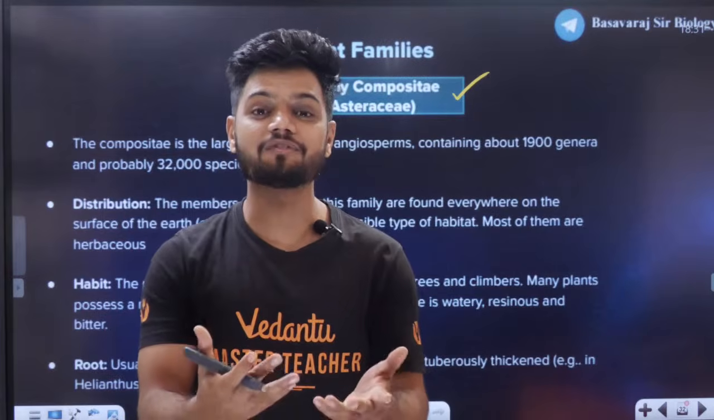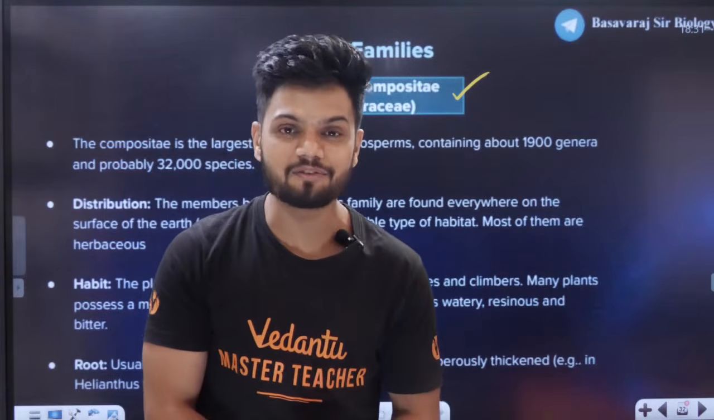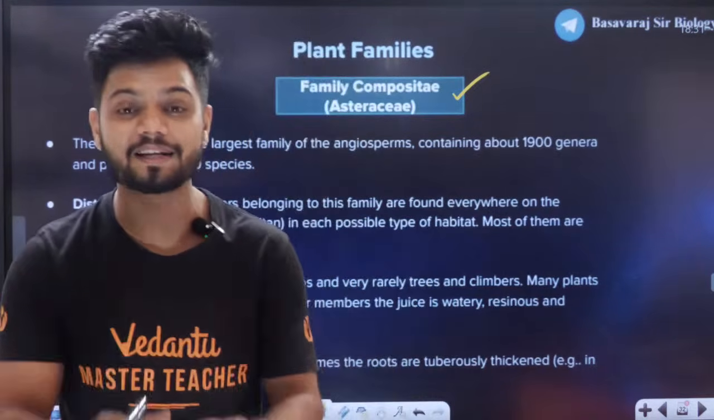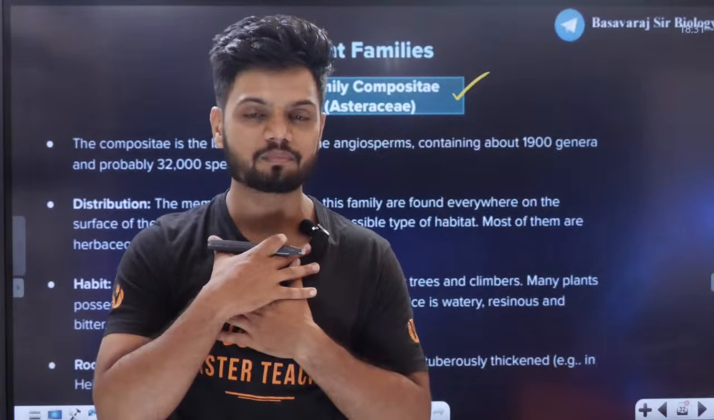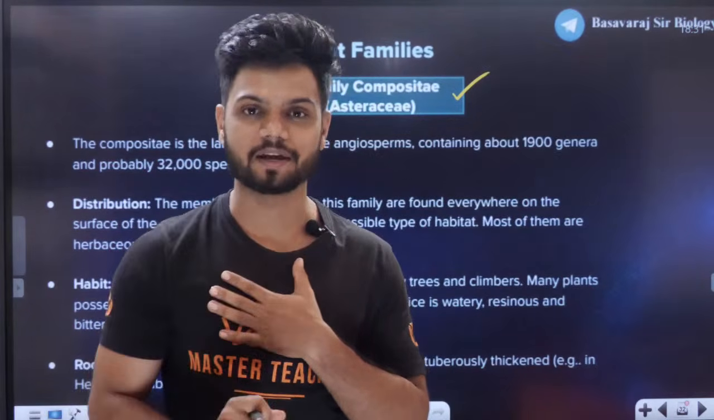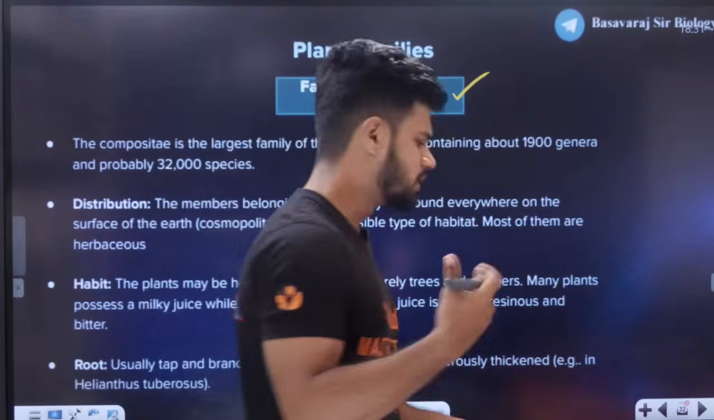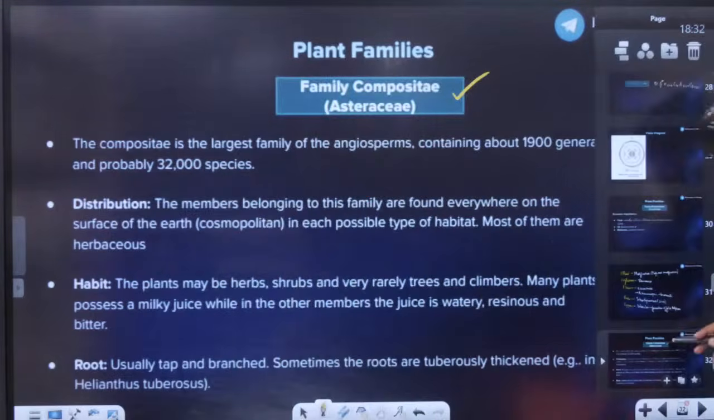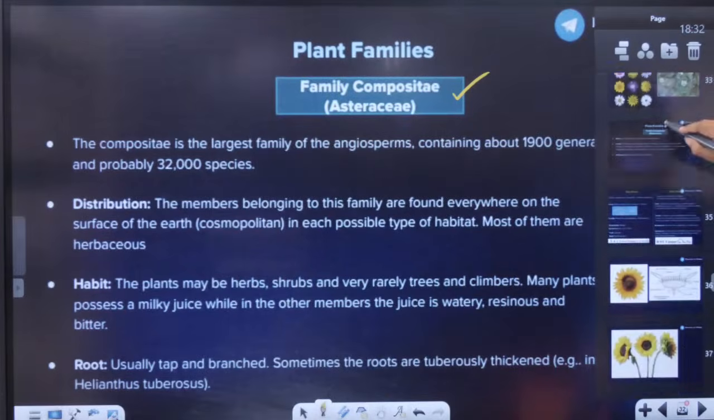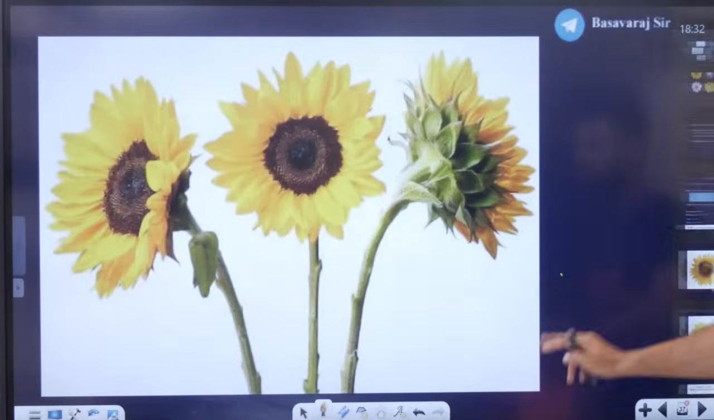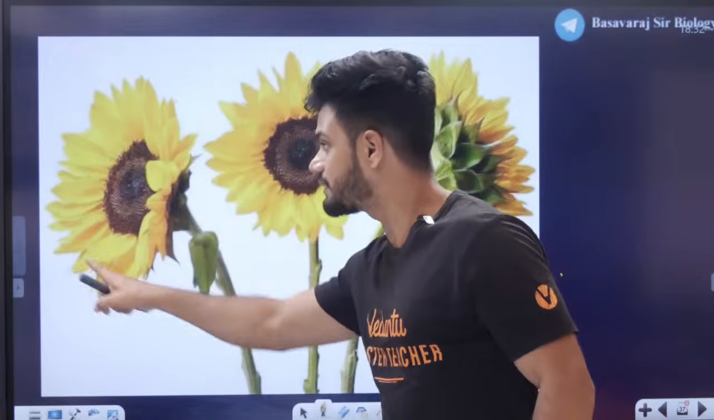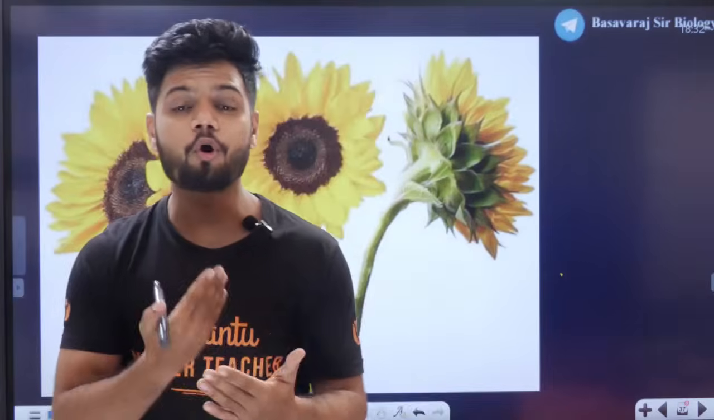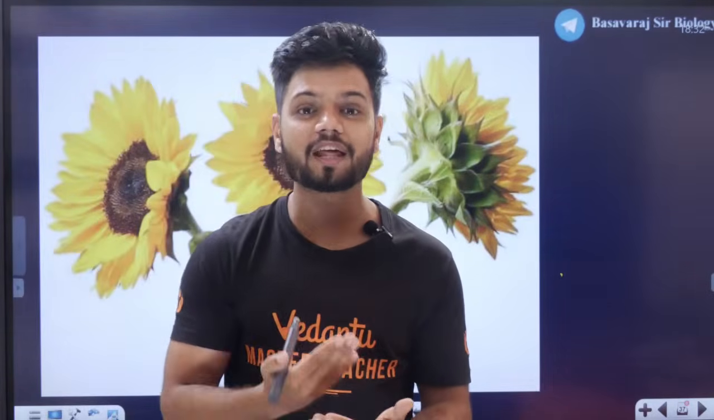Sunflower is an inflorescence. It is not a flower. If you are a botanist, if you are my student, you should be able to tell me why. If you do not know still, I will tell you. Students, let's go to the sunflower now. This sunflower right here is not a flower. It is a group of flowers, also called an inflorescence.